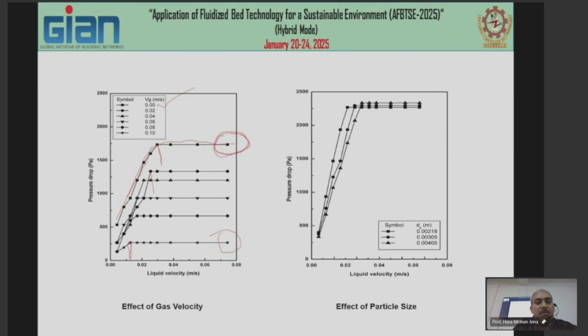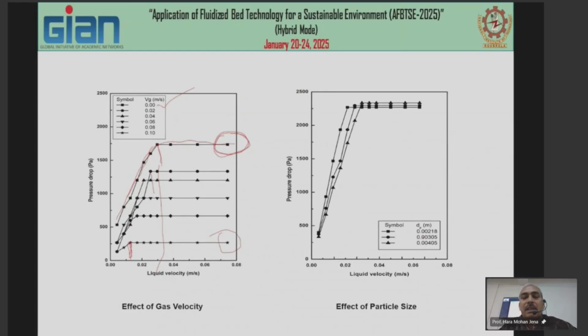So as you see, the minimum liquid fluidization velocity decreases with the gas velocity. Higher gas velocity means gas also contributes to the fluidization of the solid particles, that is, the suspension of the solid particles. So the amount of liquid that is required to support the solid particles gradually becomes less, so the liquid minimum fluidization velocity decreases. And the effect of particle size: the higher the particle size, the higher the liquid minimum fluidization velocity.